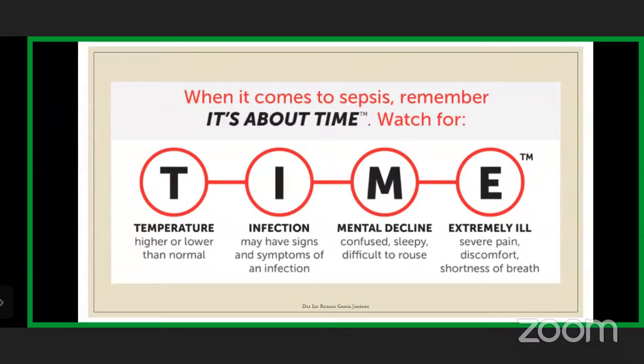The mental decline: confused, sleepy, or difficult to rouse. So taking into account the Glasgow scale, we're talking about how the body evolves and goes ahead in the situation. Taking into account the mental decline and being extremely ill, of course, could come with severe pain, discomfort, and shortness of breath as the most important symptoms and signs that we can find.